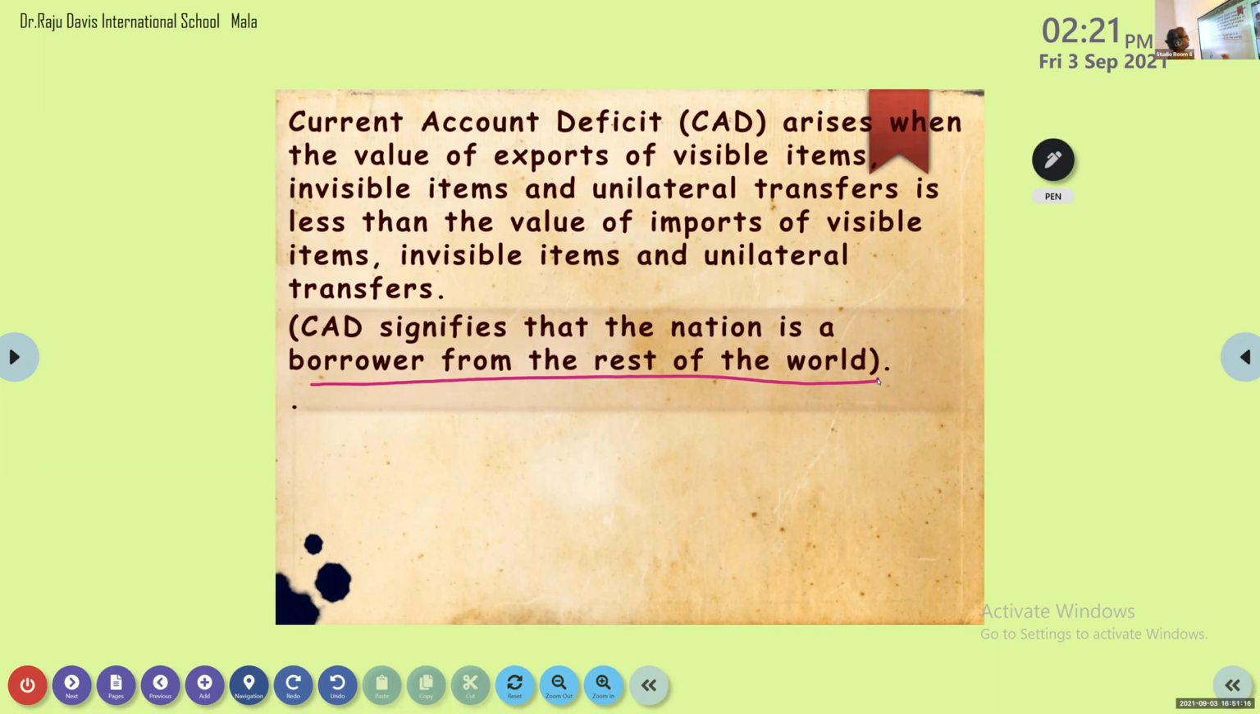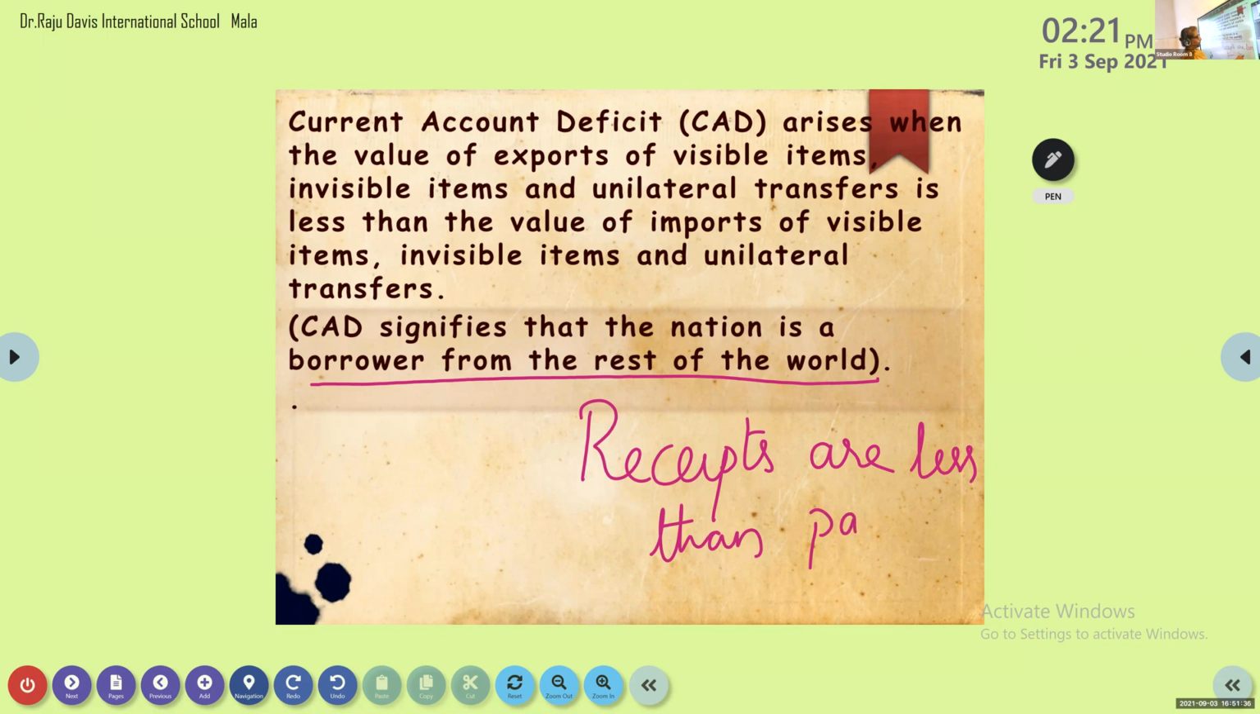Because our receipts are less than payments. Is it less than payments? Correct? Yes or no?